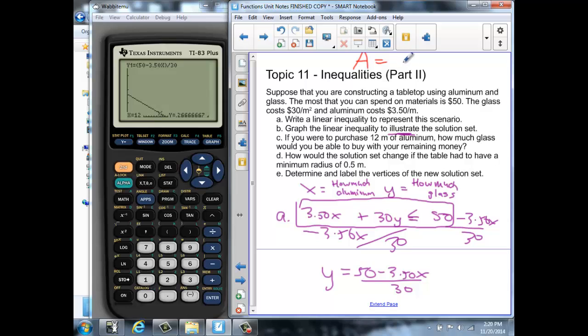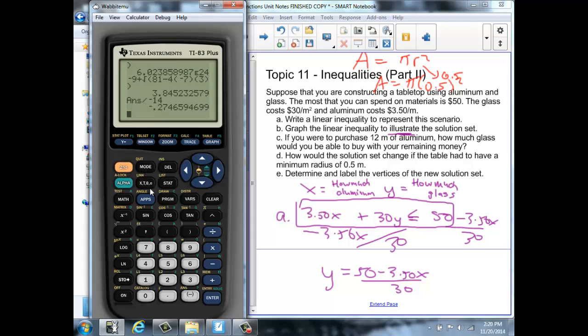Okay, so if you had to have a minimum radius of 0.5 meters, what that means then is your area of a circle. You guys know the formula for area? Pi r squared. Good. Well, if the radius has to be 0.5, sorry I'm running out of room here, that means it's going to be pi times 0.5 squared. This means that I have to have at least that much glass bought. Otherwise, the table's just not big enough.